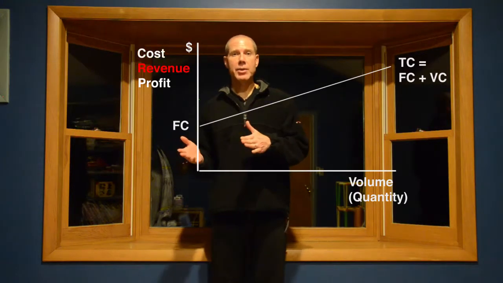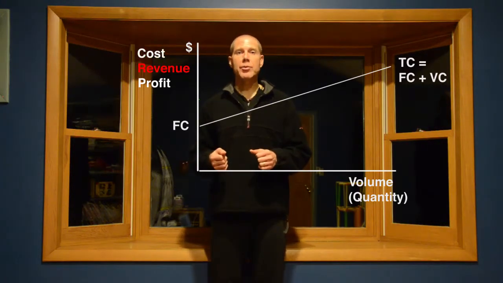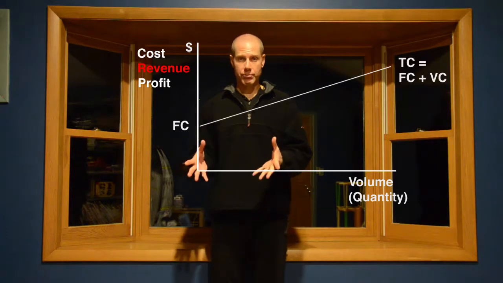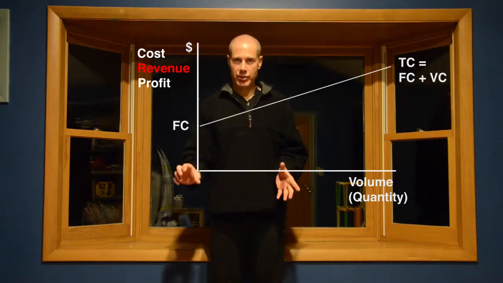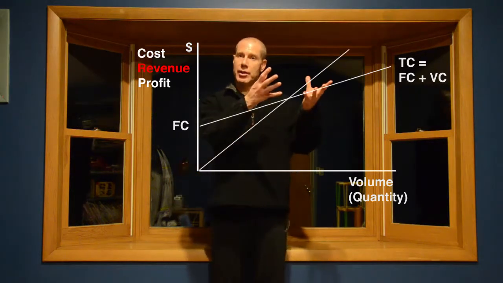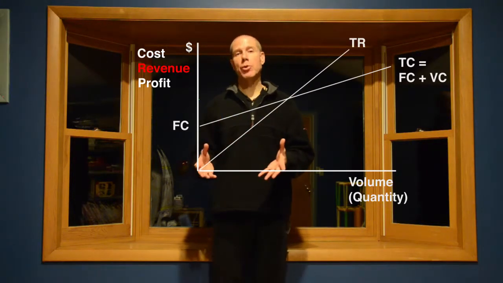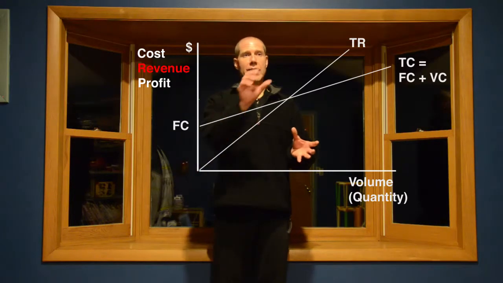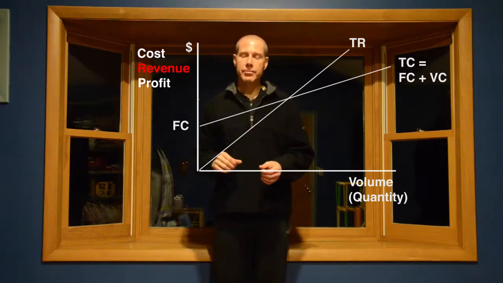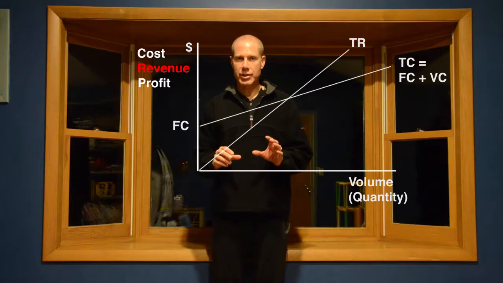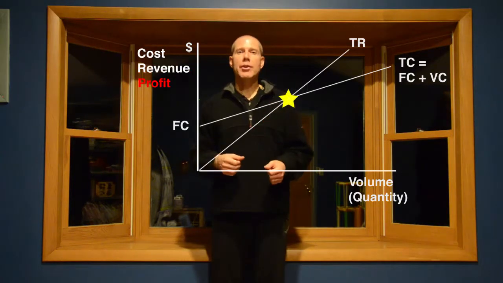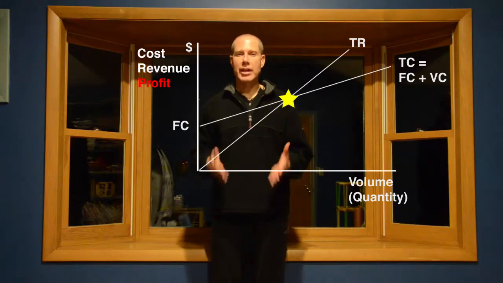Now on the flip side, we have revenue. Revenue is dependent upon our volume completely. So it starts at 0 and also goes upwards. As more patients come through, as we produce more computers, we make more revenue. And we see this line going all the way up across our chart. What's important to note is these lines intersect. Where they intersect is what is called the break-even point.